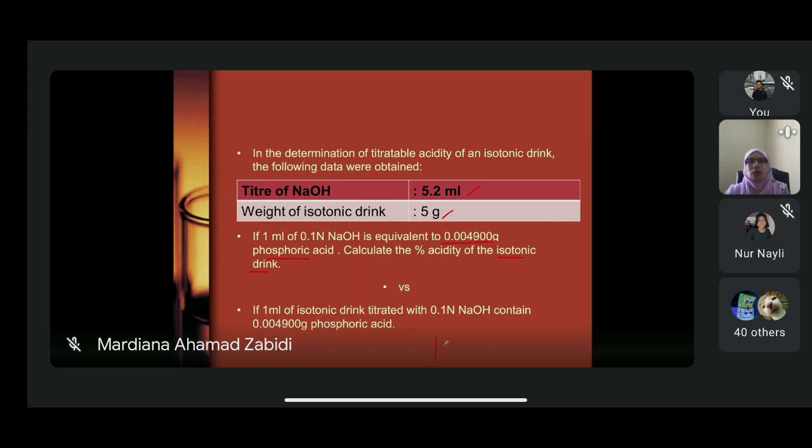Kalau dalam satu normal, tulislah sekejap sini, satu normal, this one is equals to 0.049. Okay.